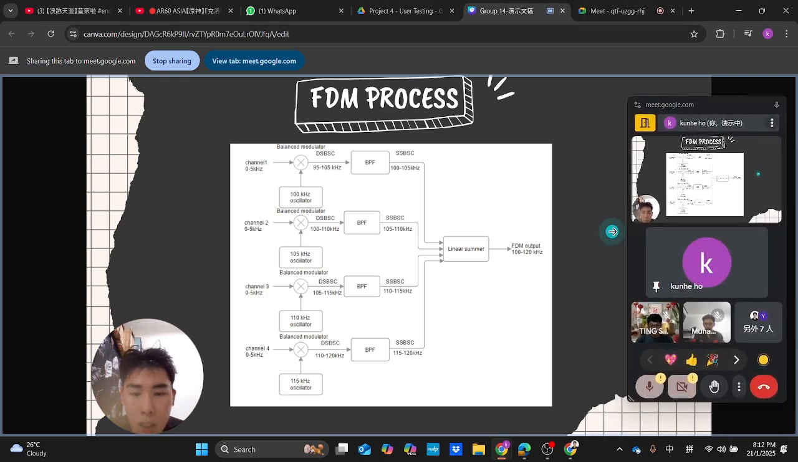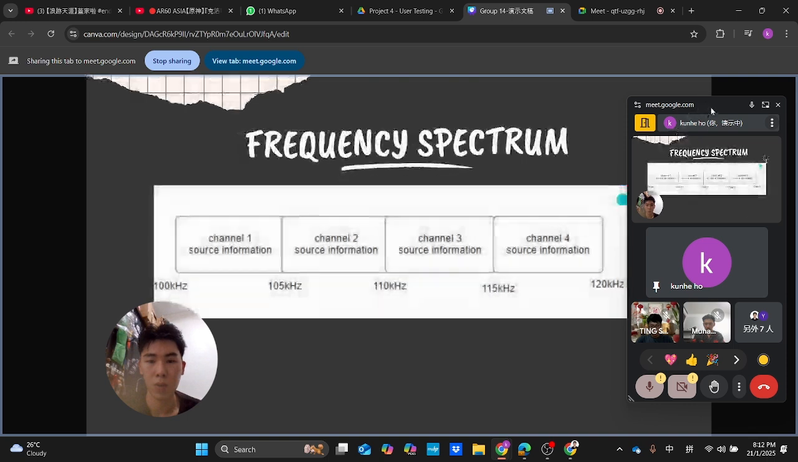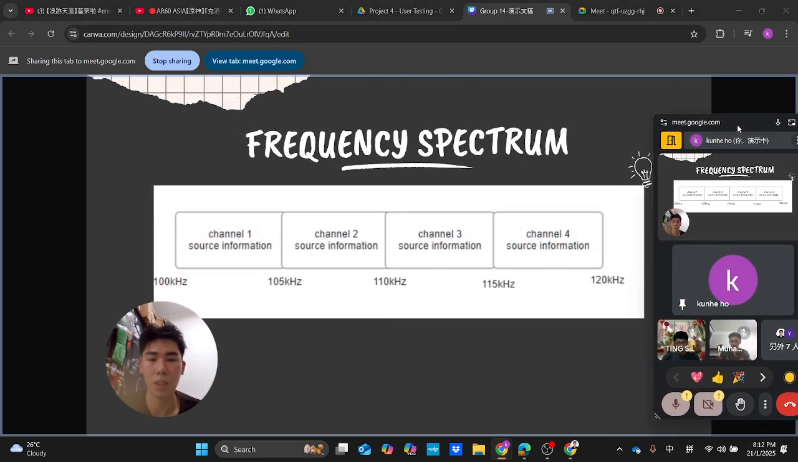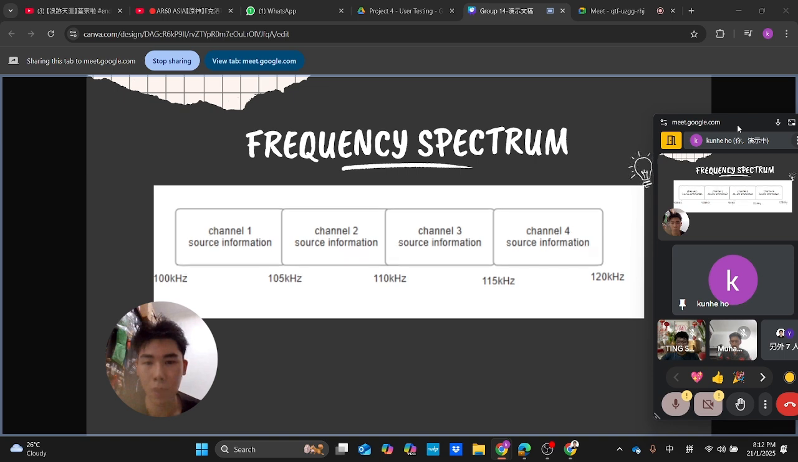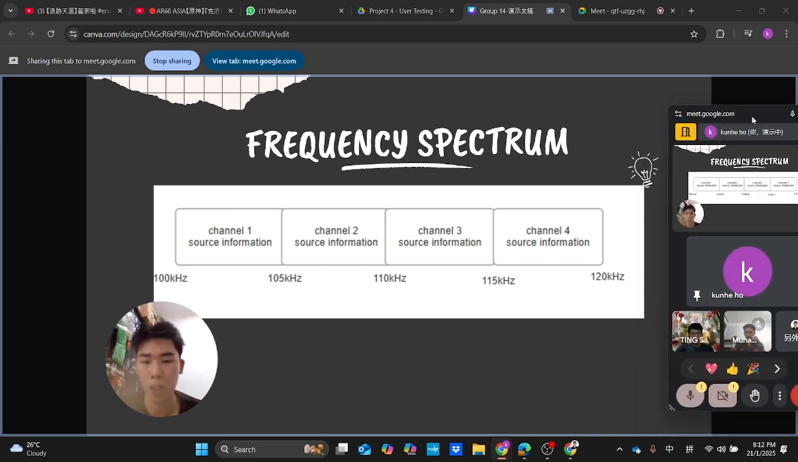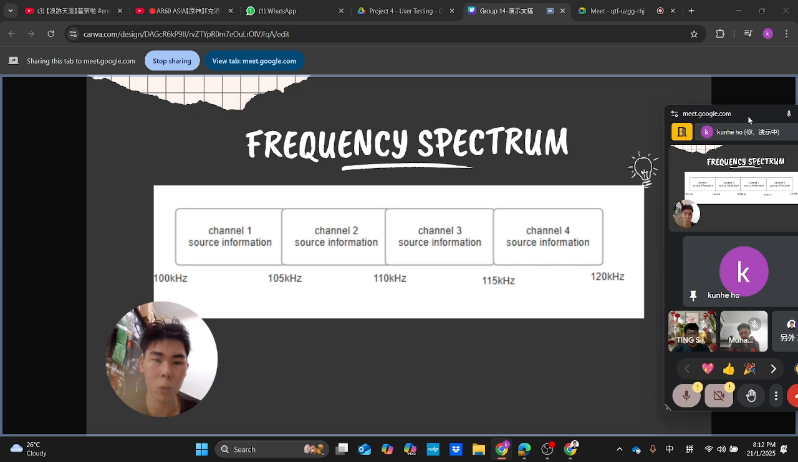Next, this slide shows the frequency spectrum. This is the output of the FDM system. You can see each of the channels has a different frequency band. Channel 1 is from 100 kHz to 105 kHz. Channel 2 is from 105 kHz to 110 kHz. Channel 3 is from 110 kHz to 115 kHz. The last one, channel 4, is from 150 kHz to 120 kHz. So the total bandwidth of the frequency spectrum is 20 kHz.